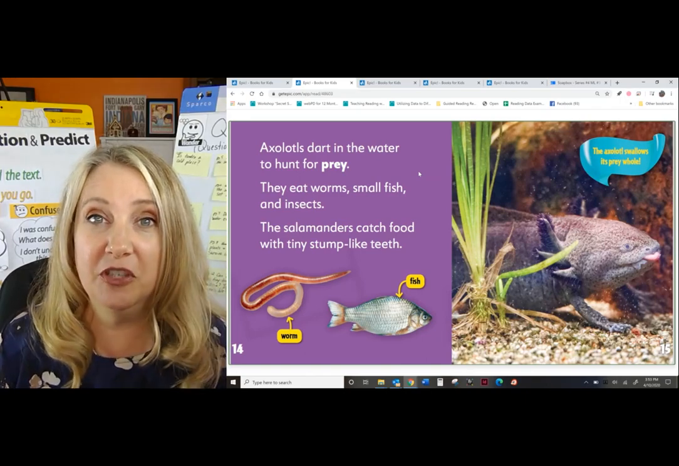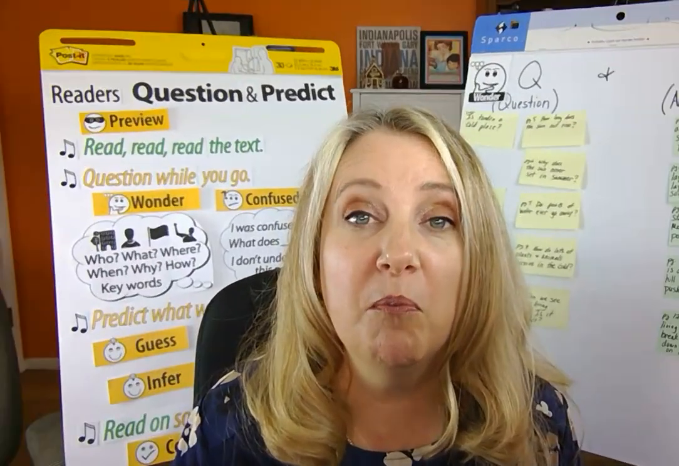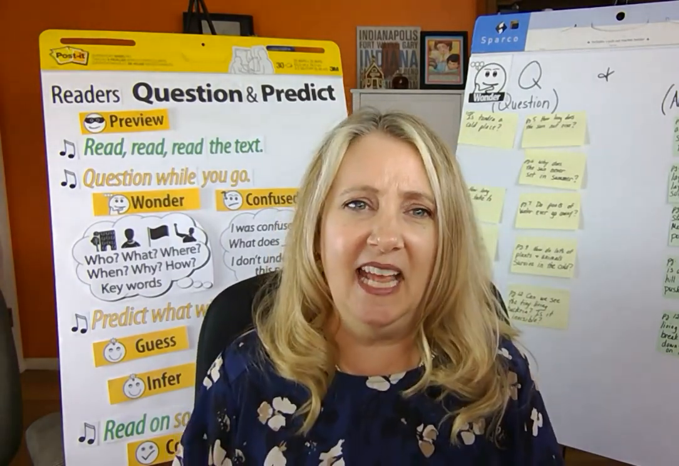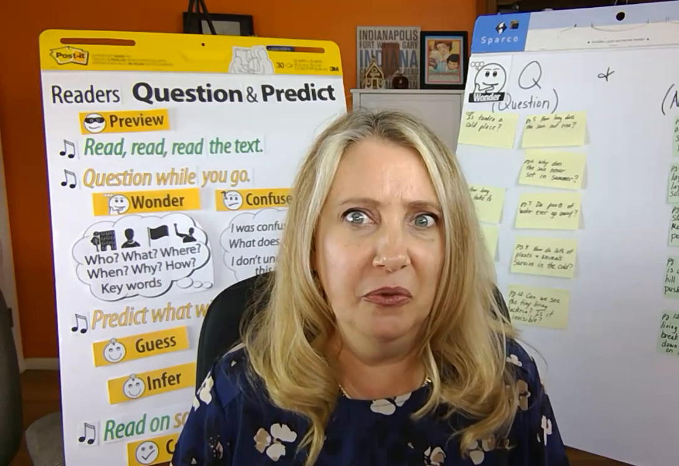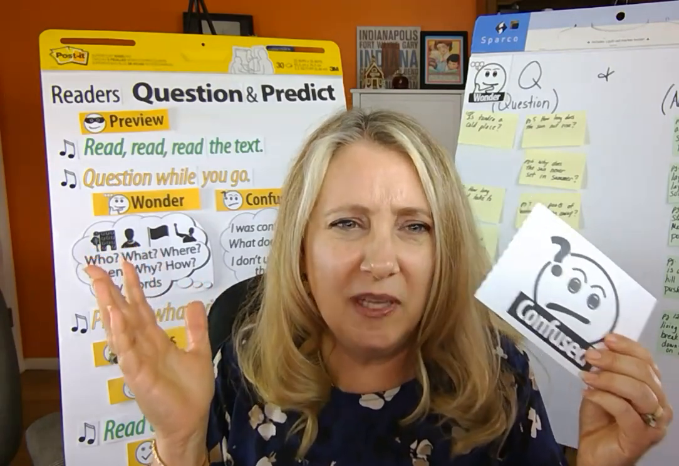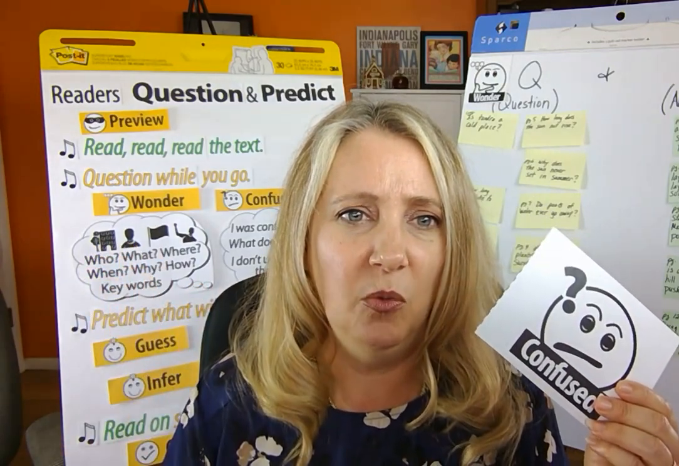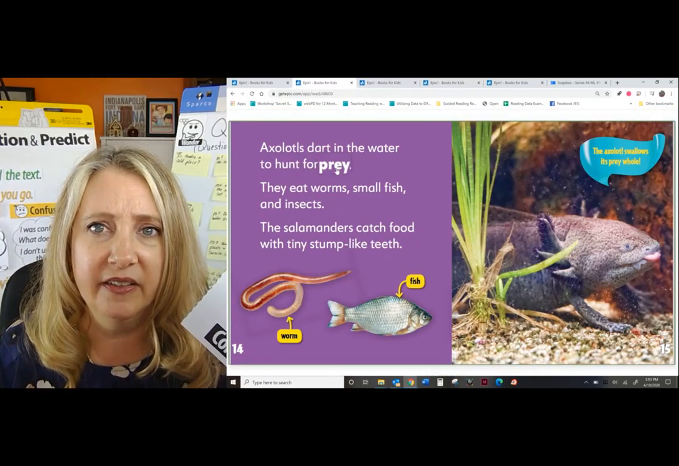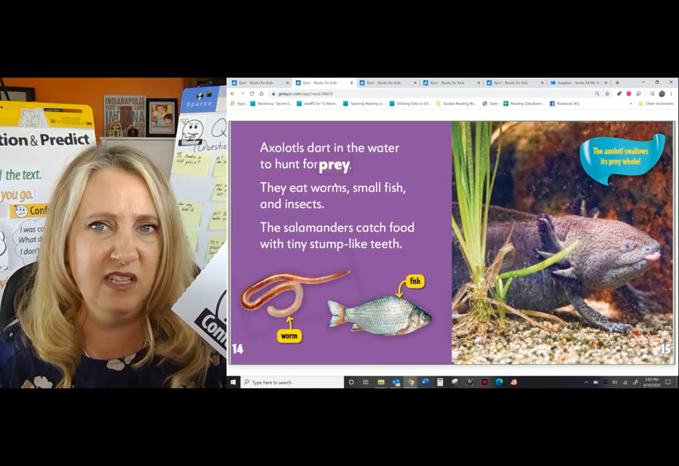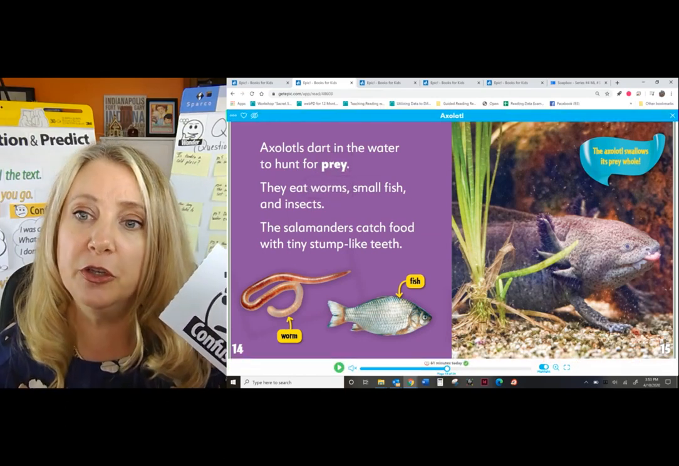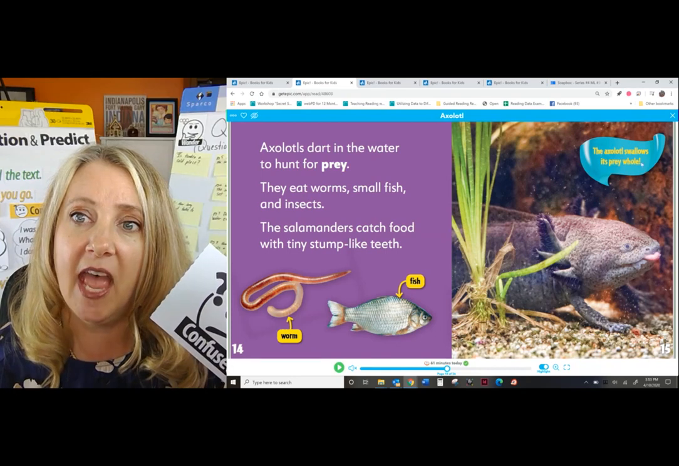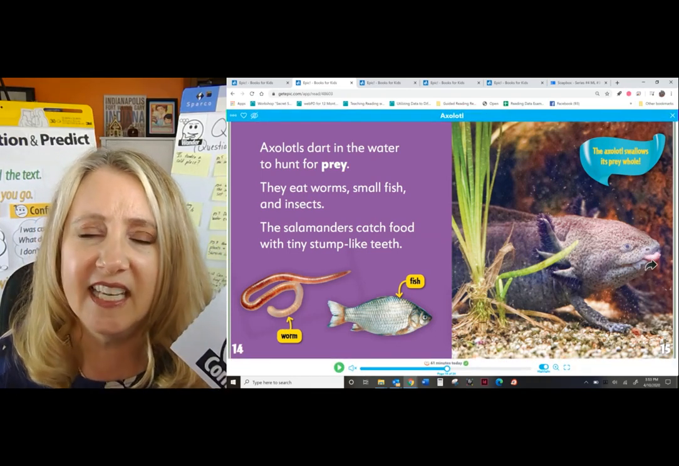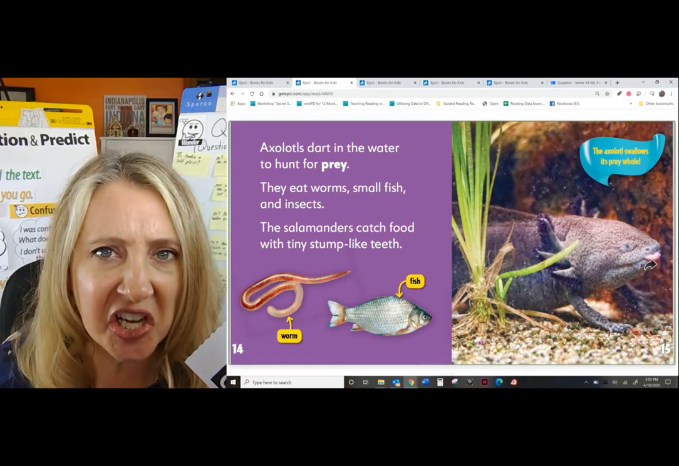I was thinking of that one too. I was thinking of prey. I know what prey is, but it's not spelled like that, and I don't think the axolotl's doing that. So, what's that word exactly? Well, it says here that they hunt for prey. So, is it food? I could check the picture because it says the axolotl swallows its prey whole. Is that its prey? Is that a tongue?